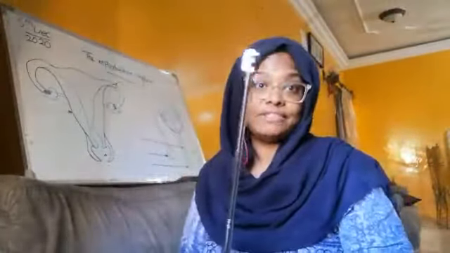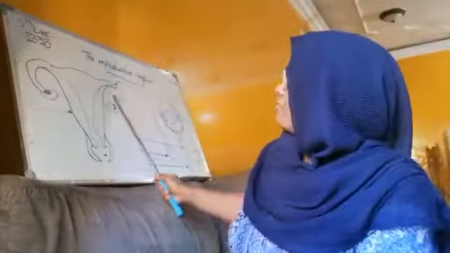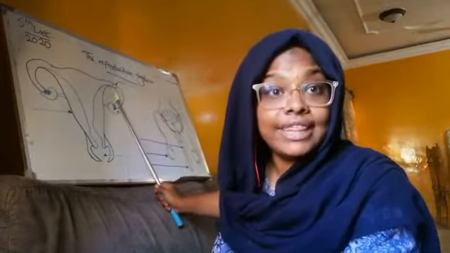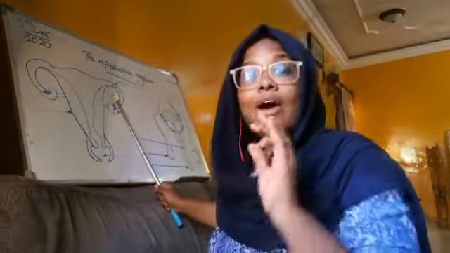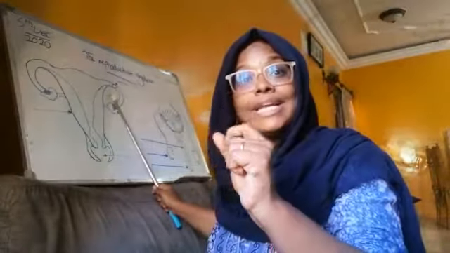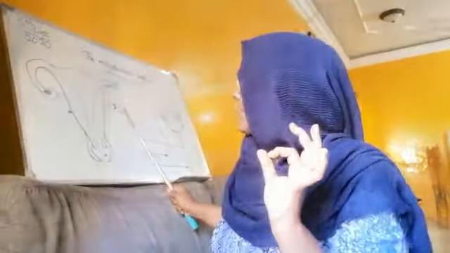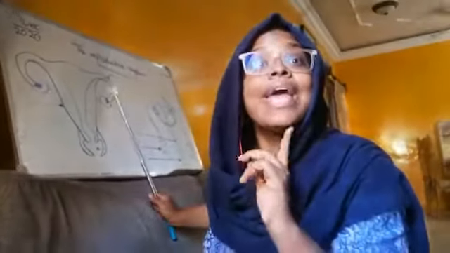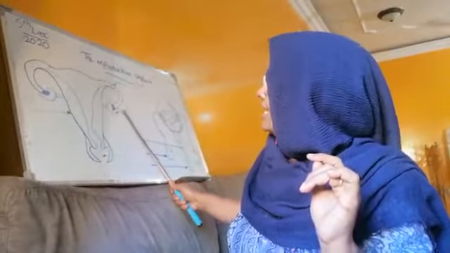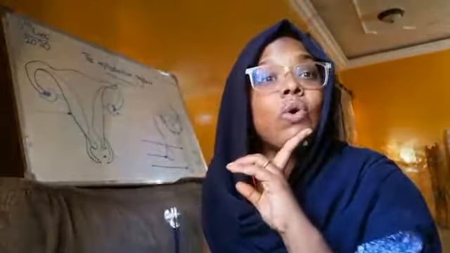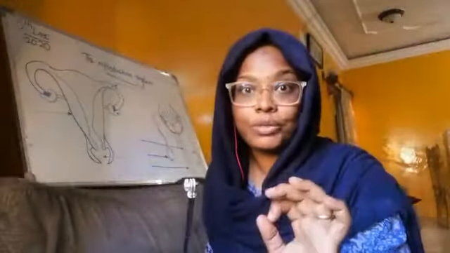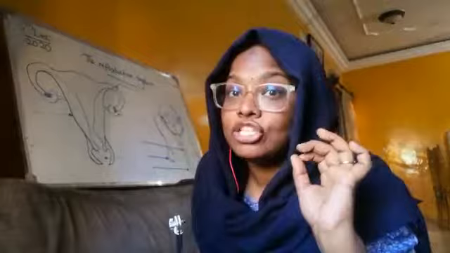The female reproductive system consists of the ovary. This is called the ovary. The ovary is an organ that is responsible for releasing eggs. This ovary releases eggs. This egg is going to stay here in this organ, which is called the fallopian tube.